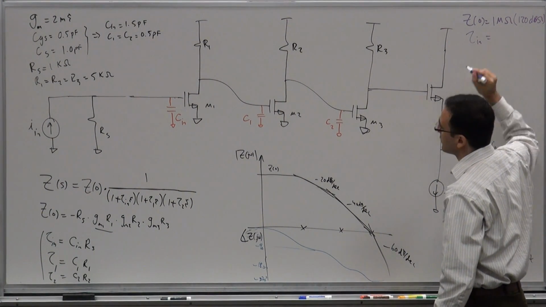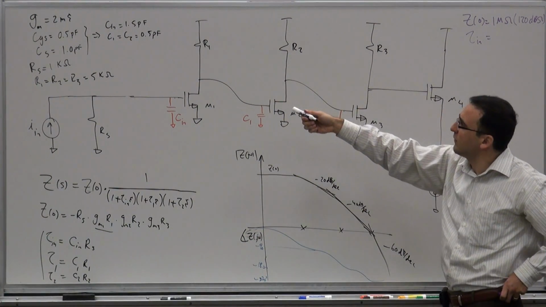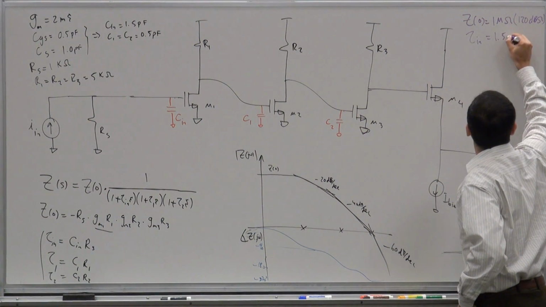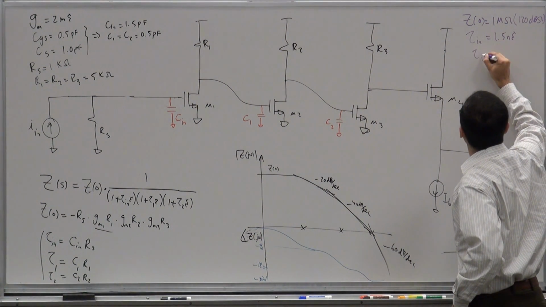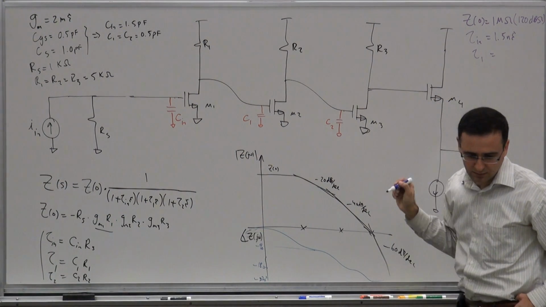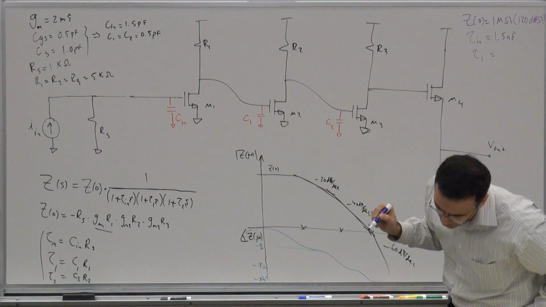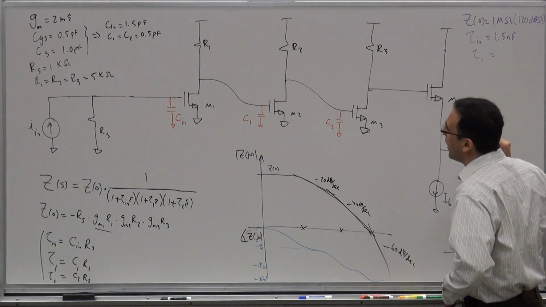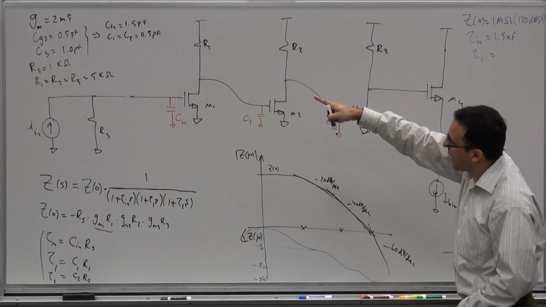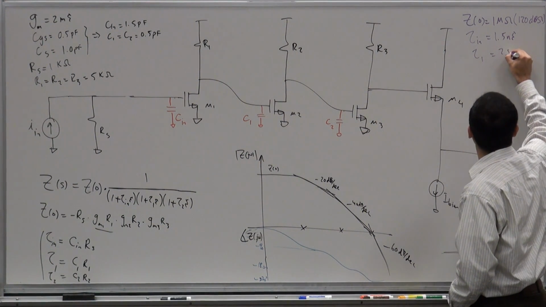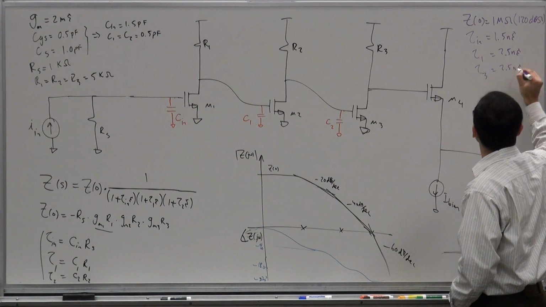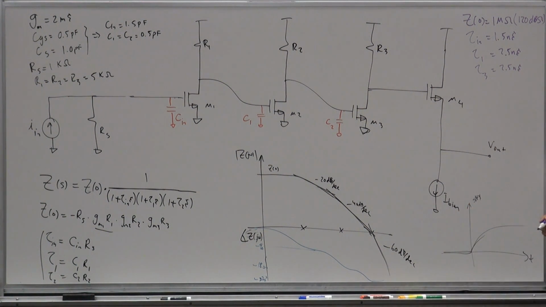Tau n is what? It's Cn of 1.5 picofarads times 1 kilo ohm, so it's 1.5 nanoseconds. Tau 1 is basically 5 kilo ohms times 0.5 picofarads, so it's 2.5 nanoseconds. And tau 3 is another 2.5 nanoseconds. So we know exactly what the transfer function is in this case, so we can do whatever we want.